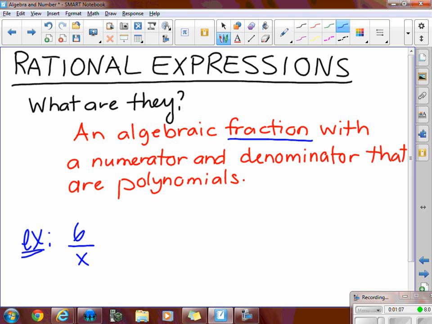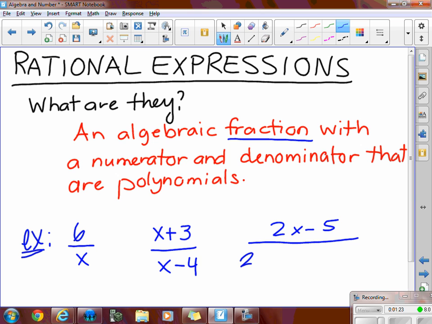6 over x, rational expression. This guy is also a rational expression: x plus 3 over x minus 4. And you can see we're getting more and more complex as we show these examples. Here's another one, 2x minus 5 over 2x squared minus 3x plus 10. All of these are rational expressions, getting more and more complex as we go along, but they're just fractions. So all the rules of fractions still apply.